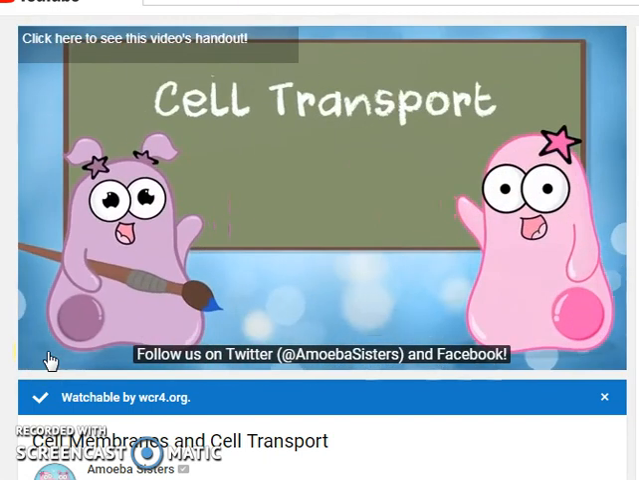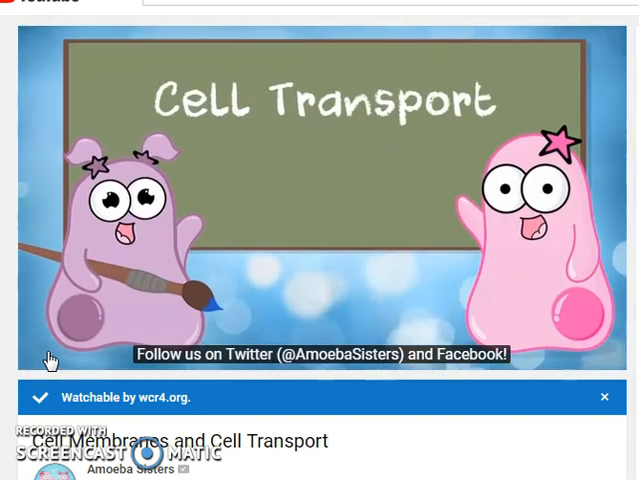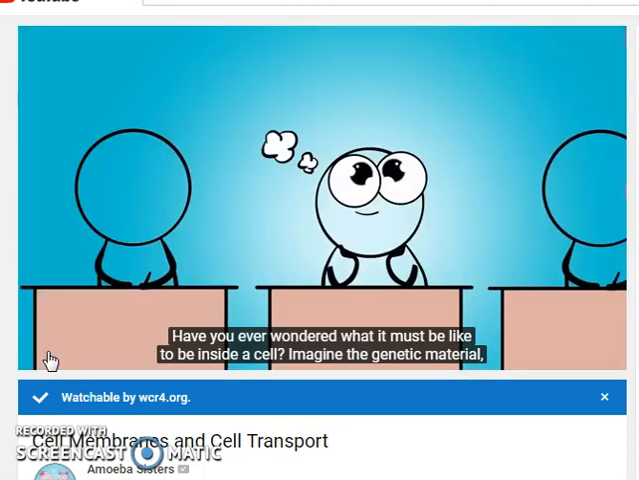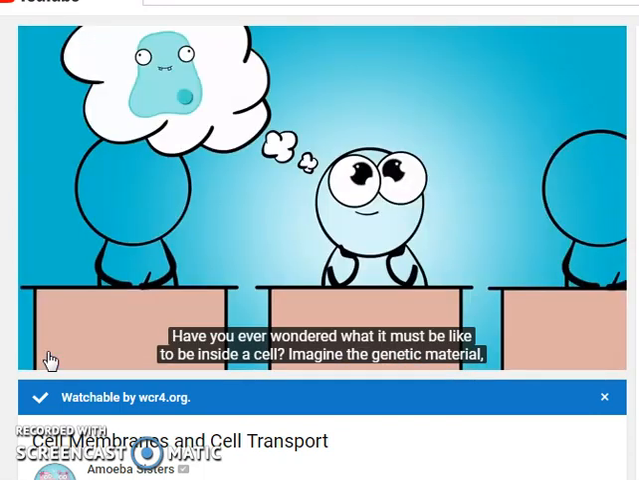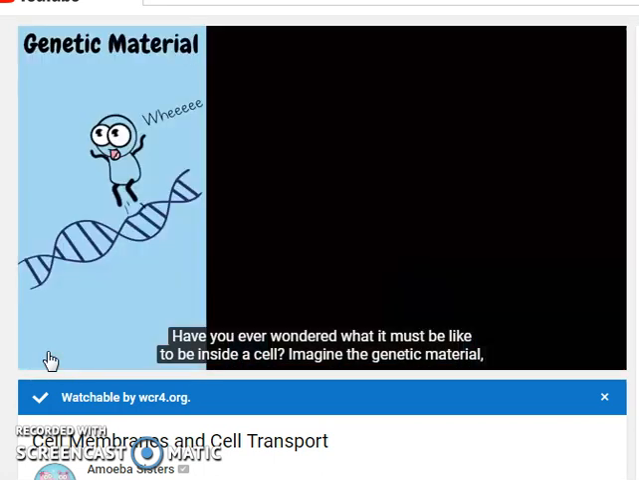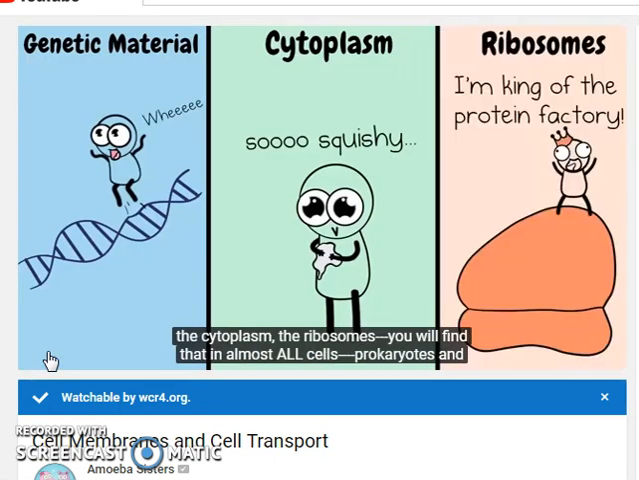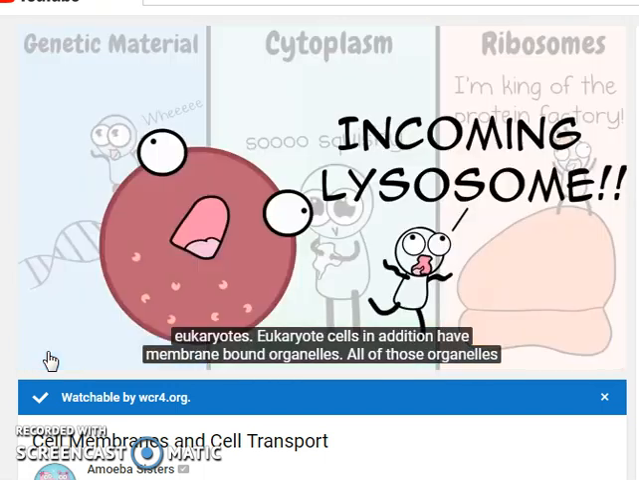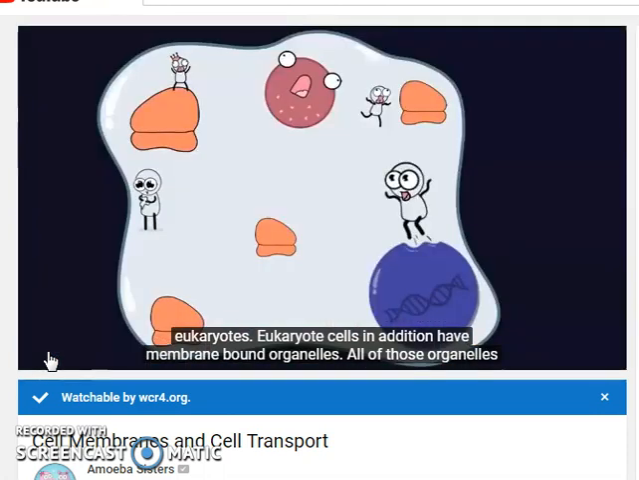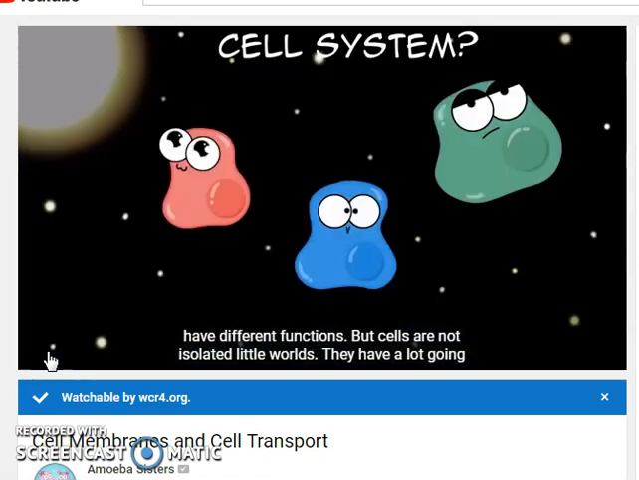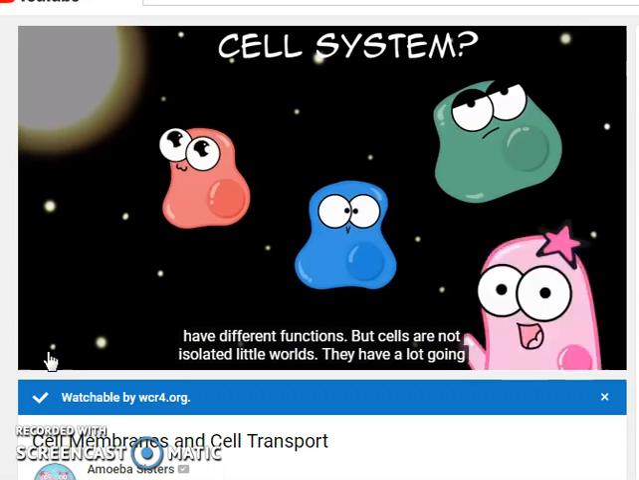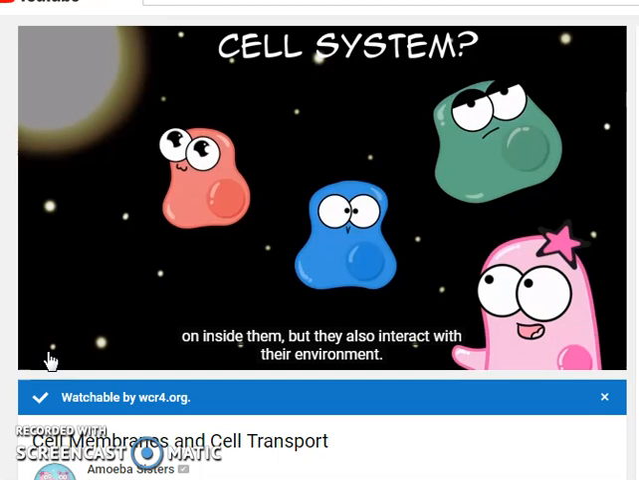Have you ever wondered what it might be like to be inside a cell? Imagine the genetic material, the cytoplasm, the ribosomes. You'll find those in almost all cells, prokaryotes and eukaryotes. Eukaryote cells, in addition, have membrane-bound organelles. All of those structures and organelles have different functions, but cells are not isolated little worlds. They do have a lot going on inside them, but they also need to interact with their environment.